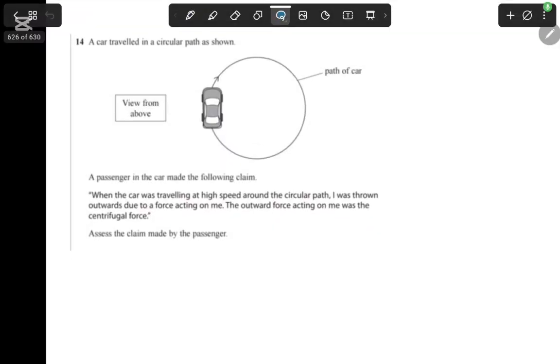Now let's talk about this question right over here. It says when a car was traveling at high speed around a circular path, I was thrown outwards due to a force acting on me. The upward force acting on me was the centrifugal force. Assess the claim made by the passenger.